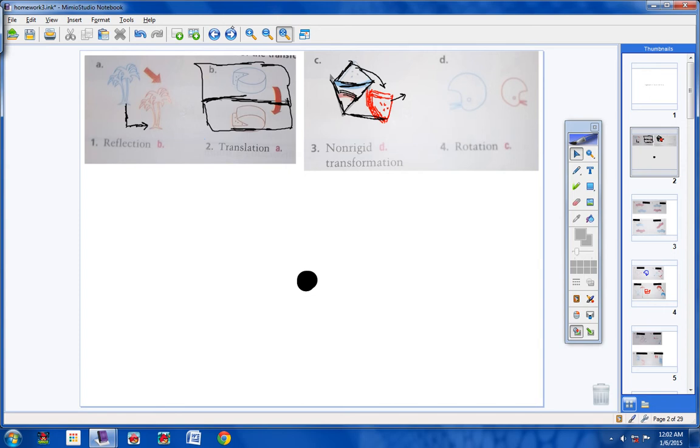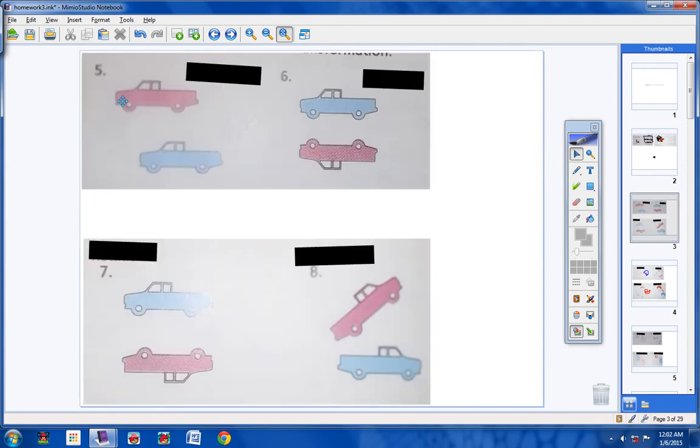Let's take a look now at numbers 5, 6, 7, and 8. The directions say to name the transformation, okay? Name the transformation. So here we go. Now please notice, students, here the car is facing the same direction, okay? And it's gone down and then over a little bit. We call that a translation. Okay, a translation. It's not been flipped, it's not been turned, it's not been rotated, okay? We call this a translation.